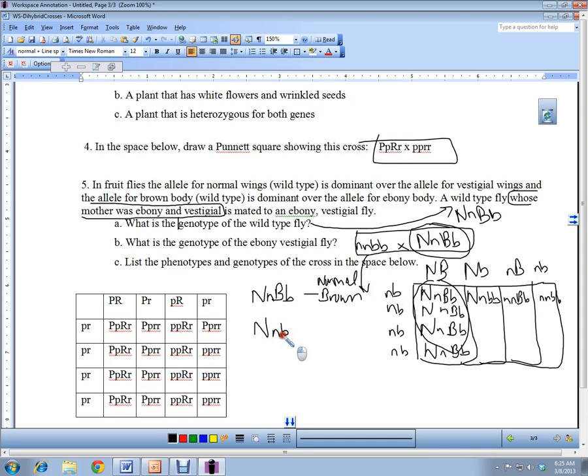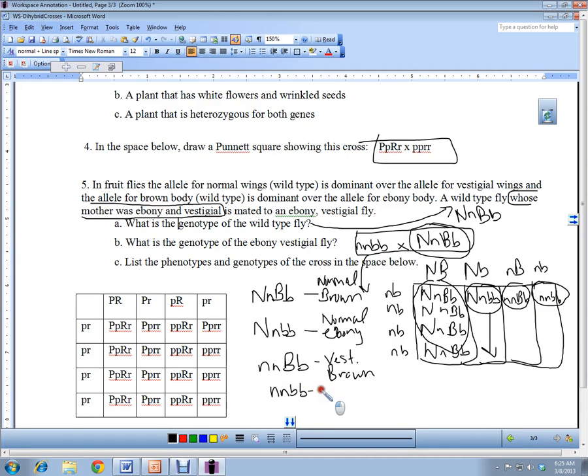Then we have normal and ebony. So there's that one, and it will cover those. This one is going to be vestigial and brown. And the very last one is recessive for both traits. So it will be vestigial and ebony. Remember, these are the phenotypes. We have 4 different looking flies. These are the genotypes. Okay?